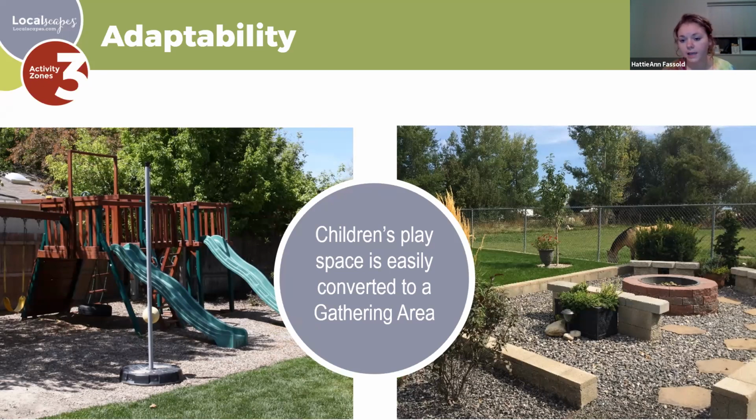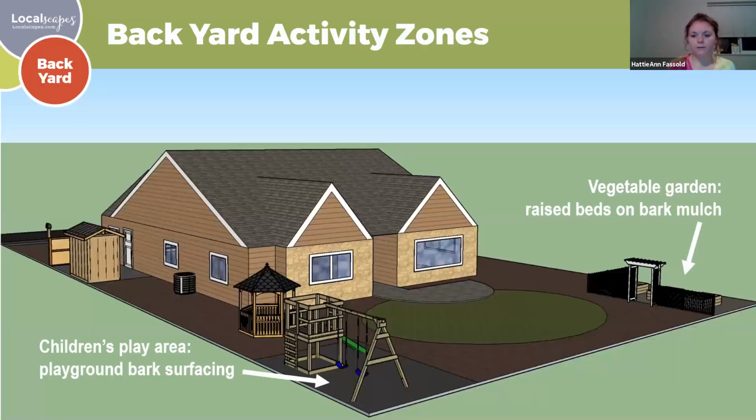They can get rid of the play set and convert it into a fire pit area, right? So kind of keeping those things in mind as you're creating your activity zones. So here we have our 3D model. We have our patio and our gazebo, and now they've added your children's play area and the vegetable garden. So there's that example there.